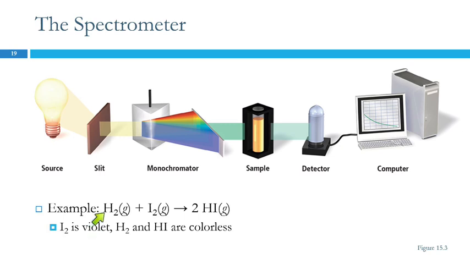So an example here would be H2 plus I2 makes two HI. Iodine is violet in color; H2 and HI are colorless. So what we see as this reaction proceeds is that the purple color of this gaseous mixture gets less and less. So we're going to see more light passing through, and we can figure out the concentration that way.